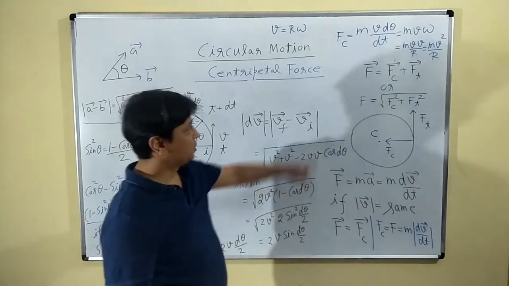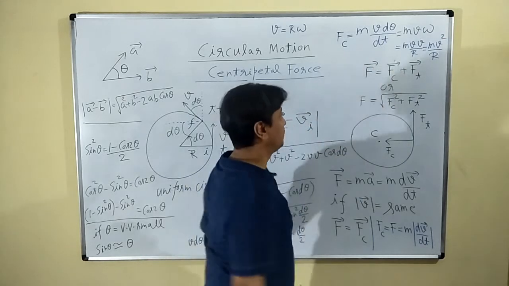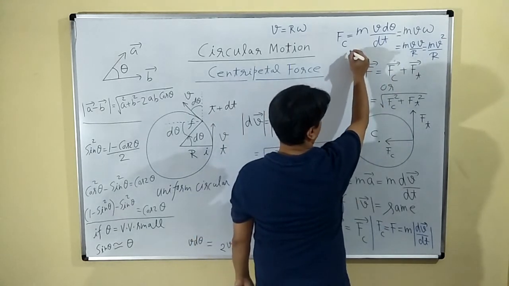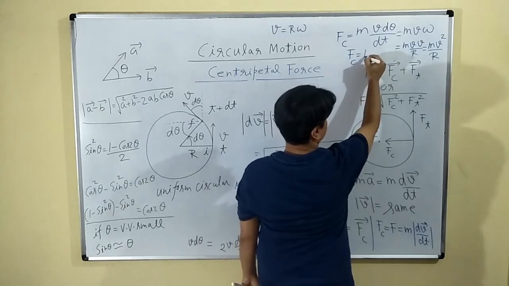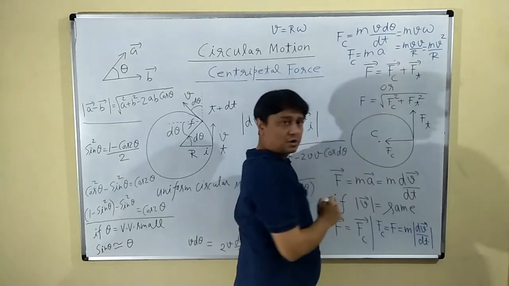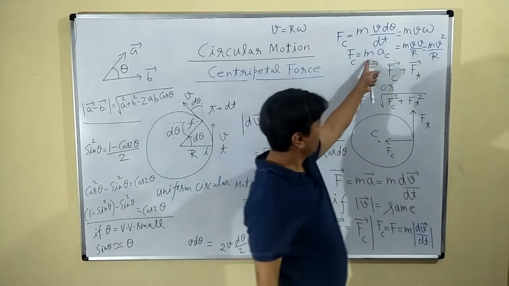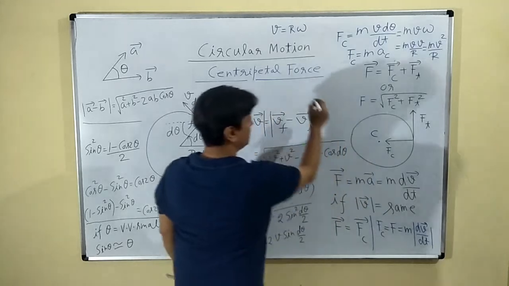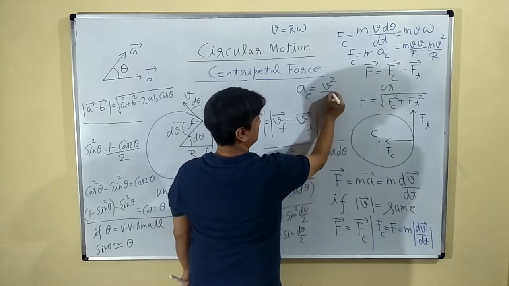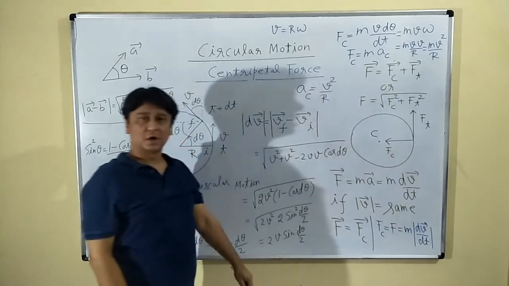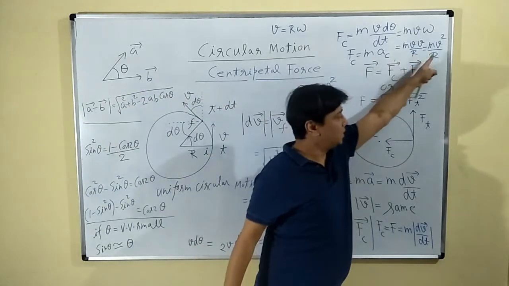What is mv square upon r? Centripetal force. That's your centripetal force. You can also find centripetal acceleration. Force is always mass into acceleration. Which acceleration? Centripetal acceleration. M cancelled. We got centripetal acceleration as V square upon R. That's what your centripetal acceleration is. That's what your centripetal force is.